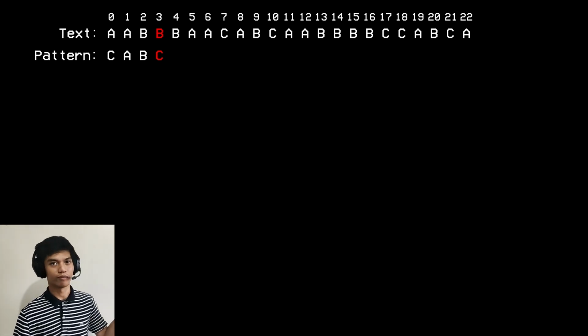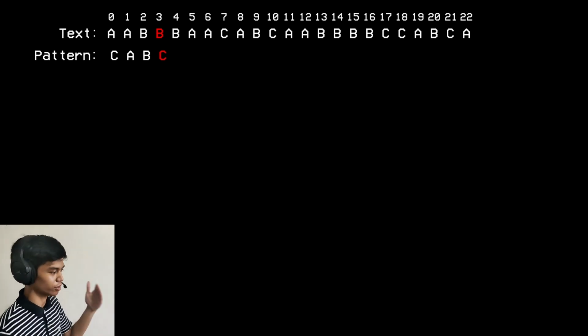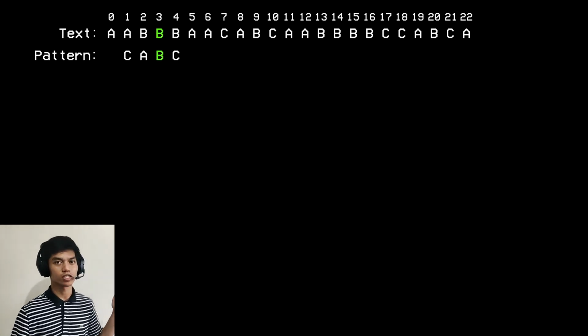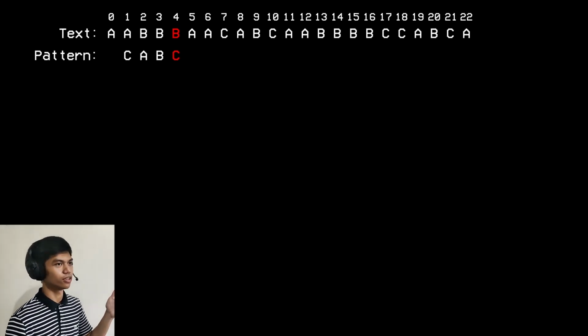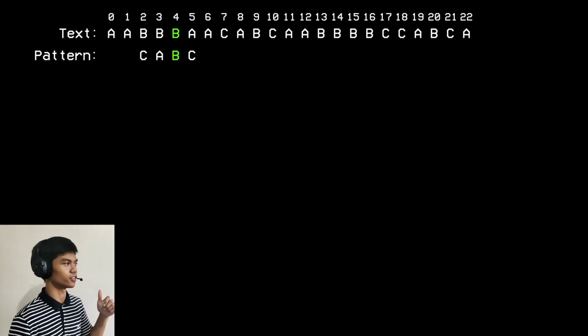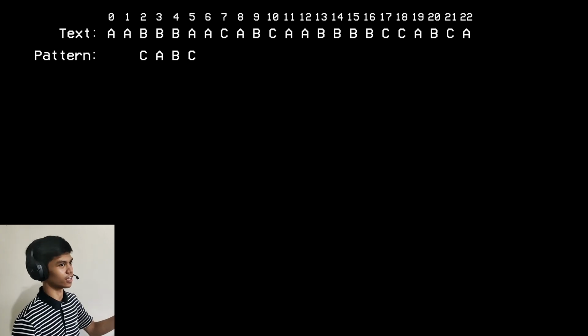So, since it's already a mismatch, according to the bad character rule, we shift the pattern until the mismatch becomes a match. So, we shift it, and then we start comparing again, starting with the rightmost character. Since it's a mismatch again, we shift the pattern again until the mismatch becomes a match. So we shift the pattern again.